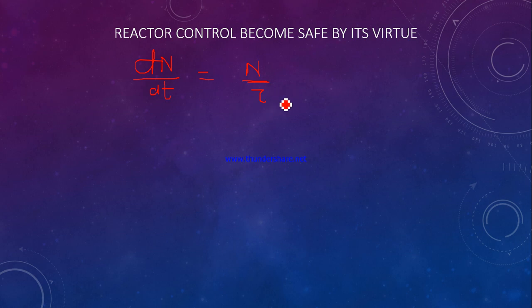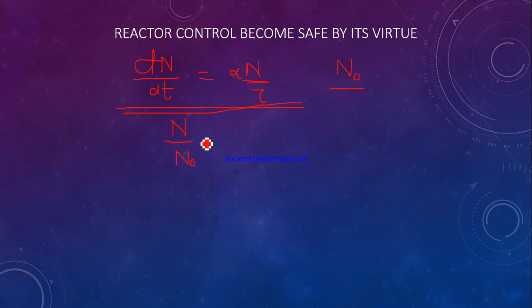To remove the proportionality, we need to have a constant. Here I am calling it alpha. Here n is the number of free neutrons in the reactor core, and tau is the average lifetime of the neutron before it escapes from the core or before it is absorbed. It's a very simple differential equation with the boundary condition, say the initial number of neutrons is n0.